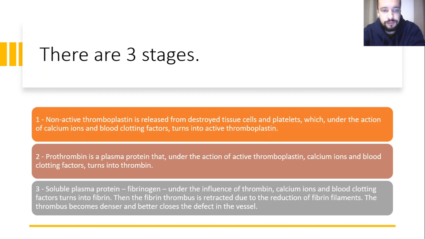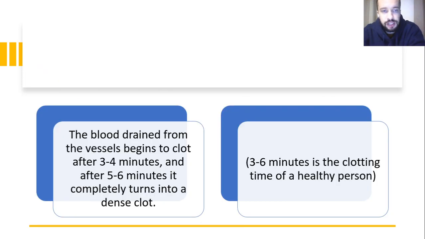into fibrin. Then the fibrin thrombus is retracted due to the reduction of fibrin filaments, and the thrombus becomes denser and better closes the defect in the vessel. The blood drained from the vessels begins to clot after 3–4 minutes, and after 5–6 minutes it completely turns into a dense clot. 3–6 minutes is the clotting time of a healthy person.